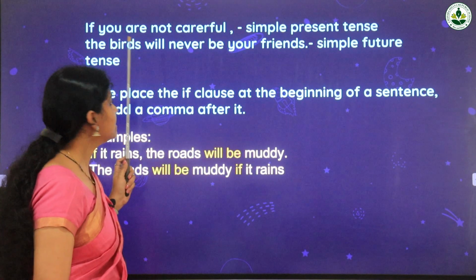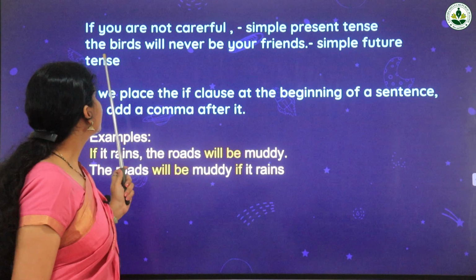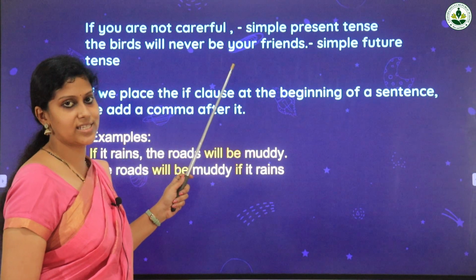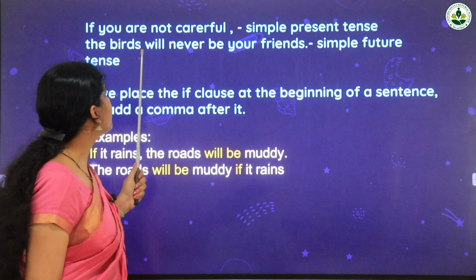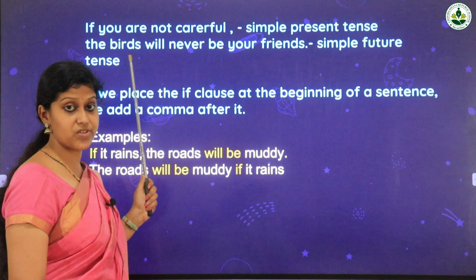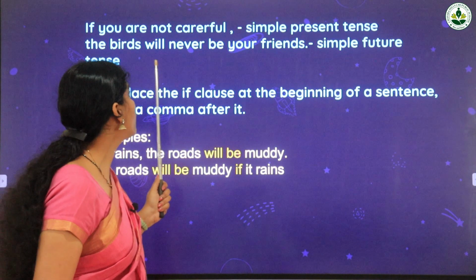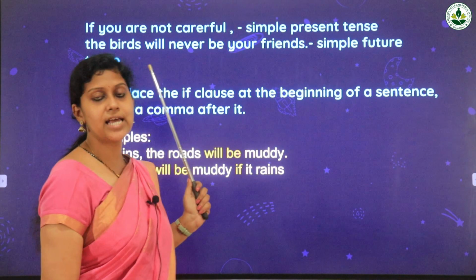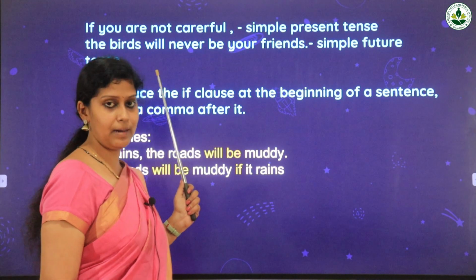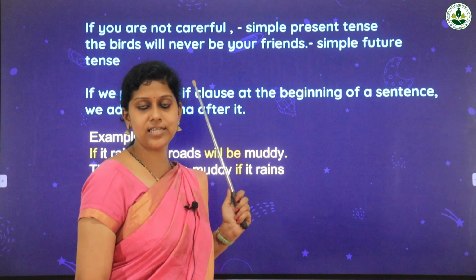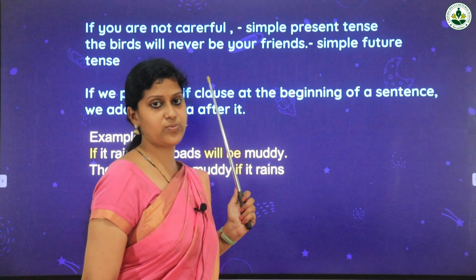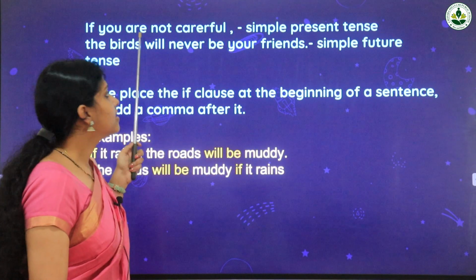Okay, this is in simple present tense. Then the birds will never be your friends. Yes, here this is in simple future tense. Here you can see will is used, and the structure of a simple future tense is subject plus will or shall plus base form of the verb, and the structure of simple present tense is subject plus base form of the verb.